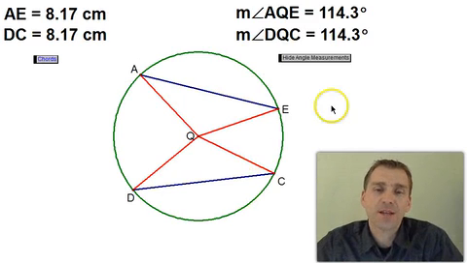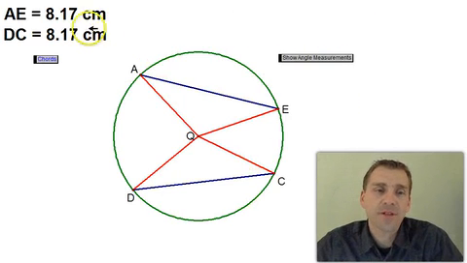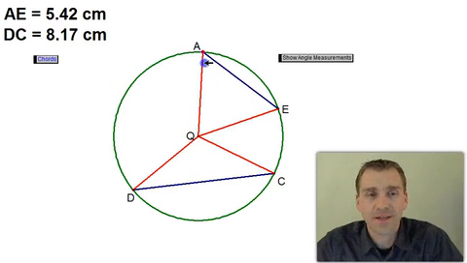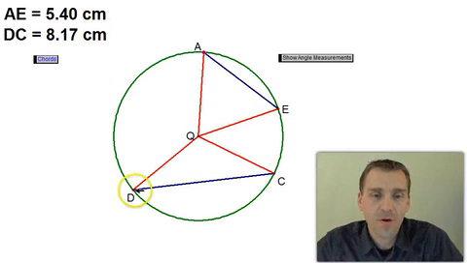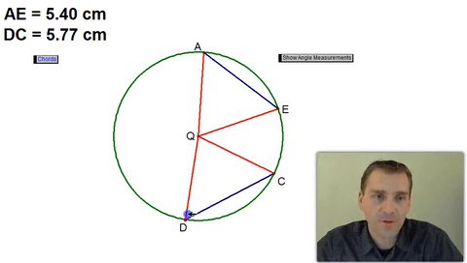What happens if we say, well, forget the angle measures? Let's make the actual chords the same. I'm sure you could guess. Let me make this 5.40. I'll make this one down here 5.40 if I can.